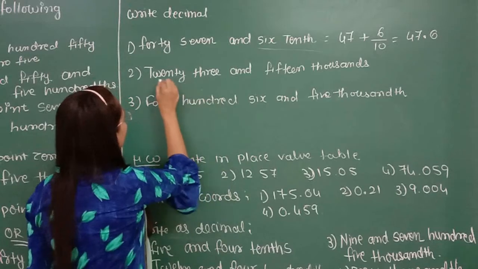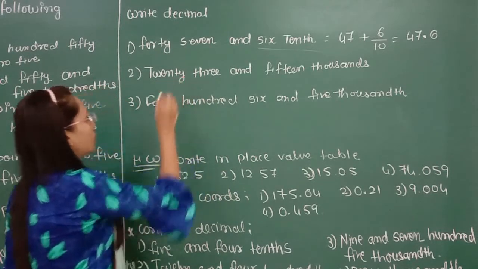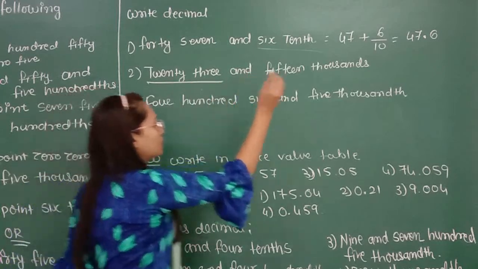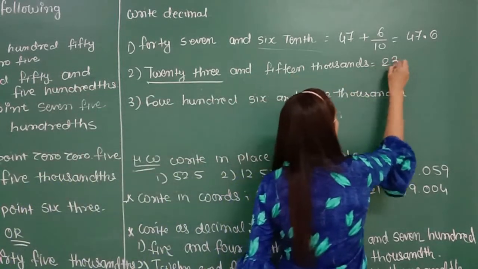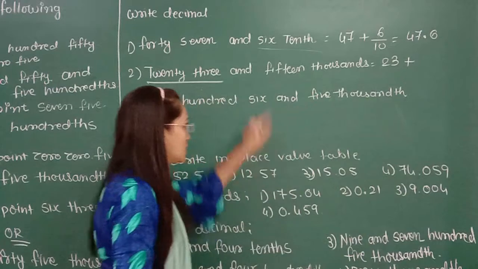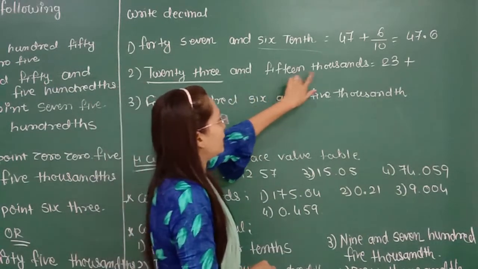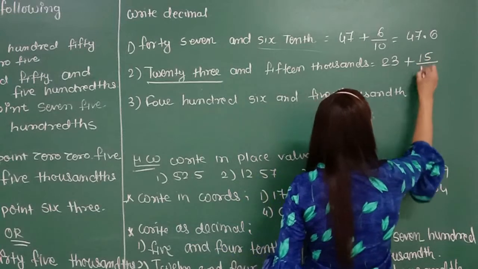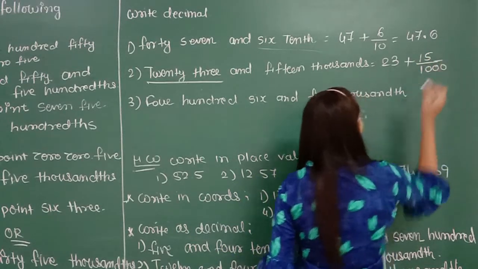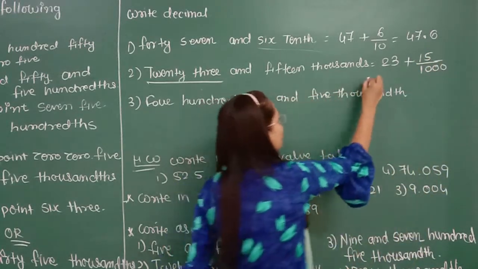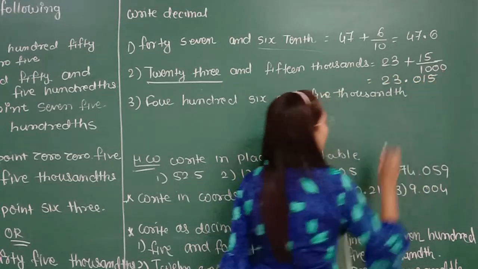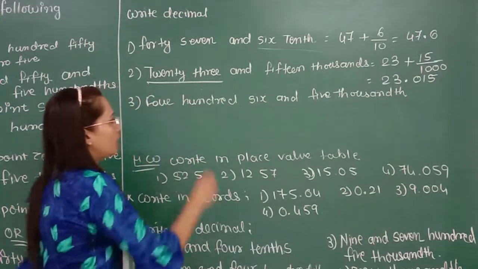Now for next one, 23. So here whole part is 23 and is that, means we have a decimal point. 15 thousandths. So we can write it as 15 divided by 1000. So what is the decimal point? It is 23.015.